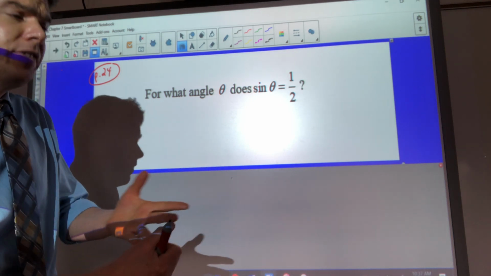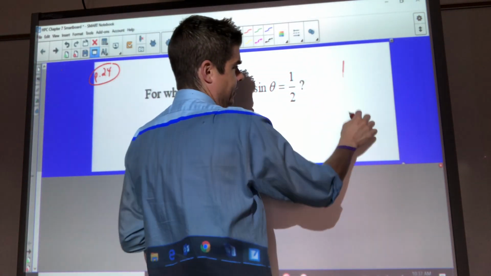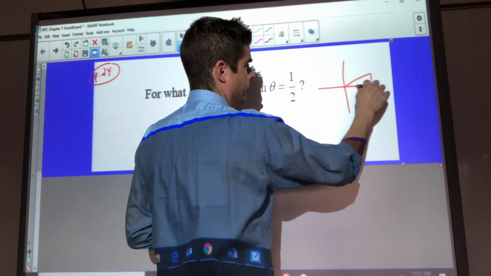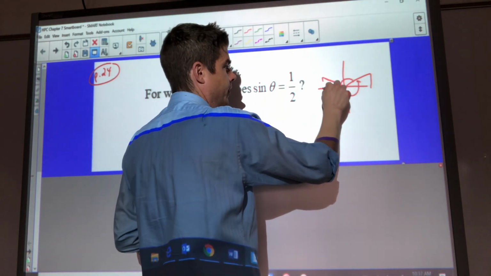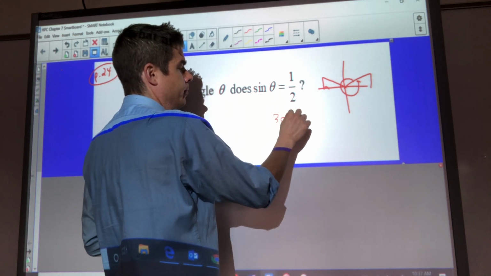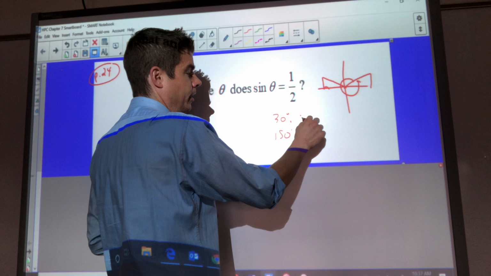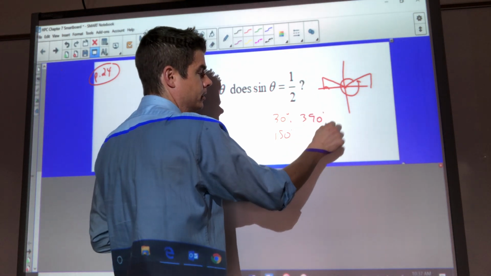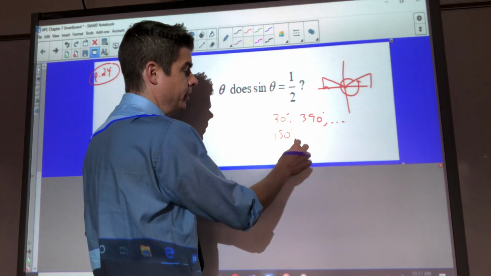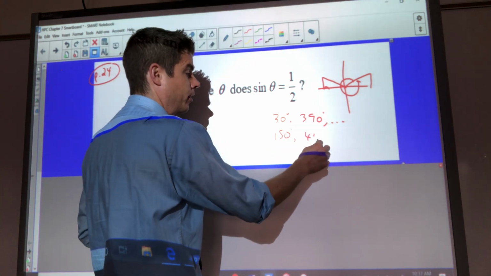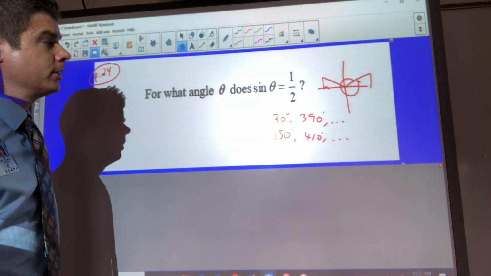I could pick 150 degrees or 5 pi over 6. And then, honestly, I could pick anything that was coterminal with that 30 degree or that 150 degree angle. So if I'm in degree mode, I could choose 30 degrees, I could choose 390 degrees, I can keep adding 360 degrees to that. Same thing with 150, I could add 360 to that to get 510 degrees. And I can just keep going either forward or backwards.